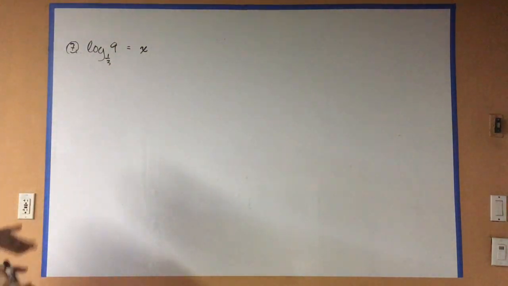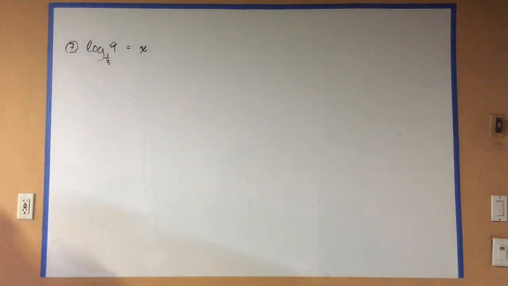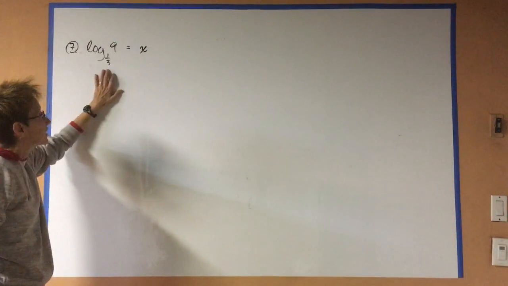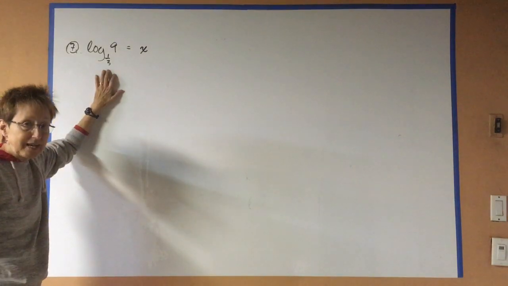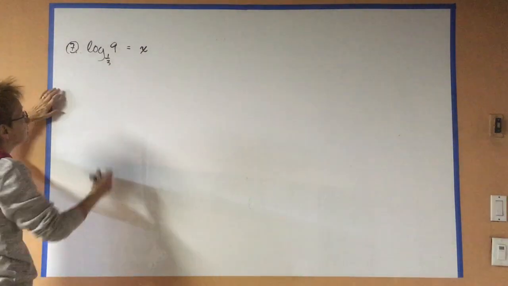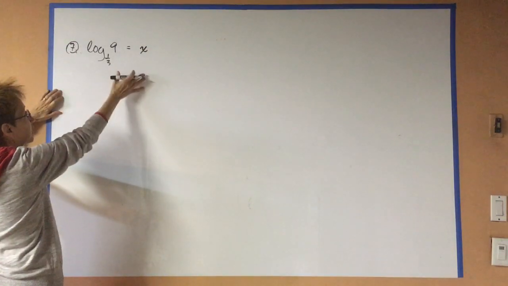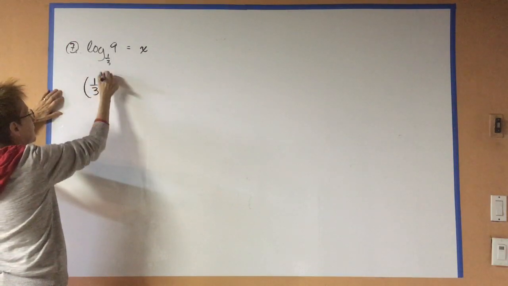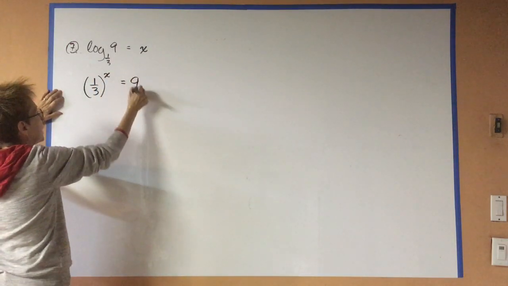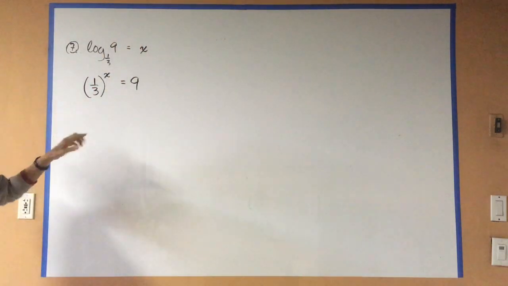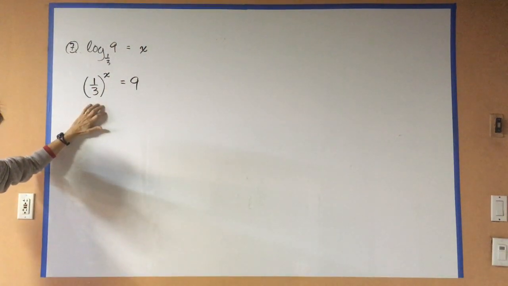And now the question is how do I solve this? So I've written this as a log equation, and I'm going to rewrite it now in exponential form and see what it looks like. So in exponential form, because this is log form, this says 1/3 to the power of x has to equal 9, right? 1/3 to the power of x equals 9. So do the little circular thing. Here it is in exponential form.